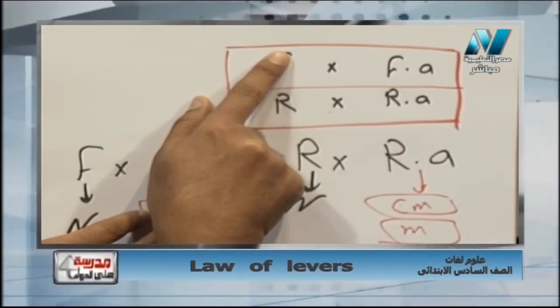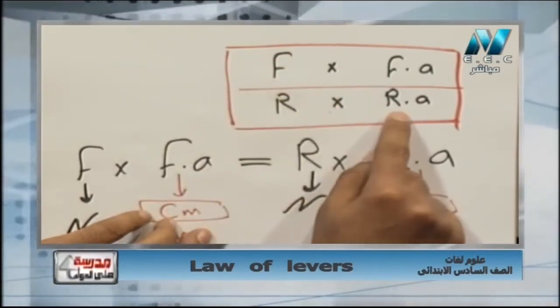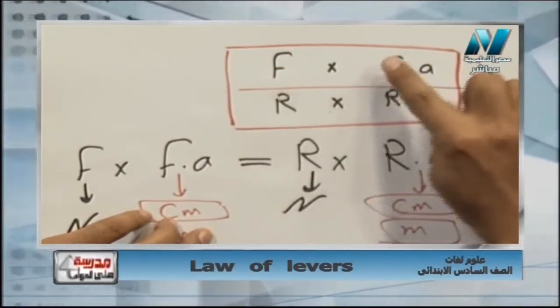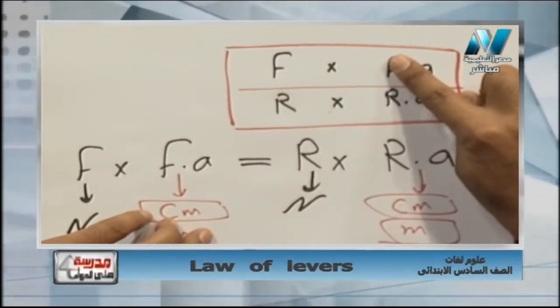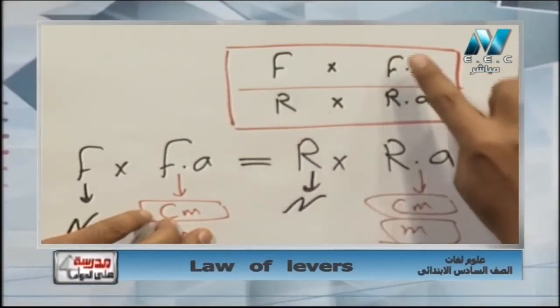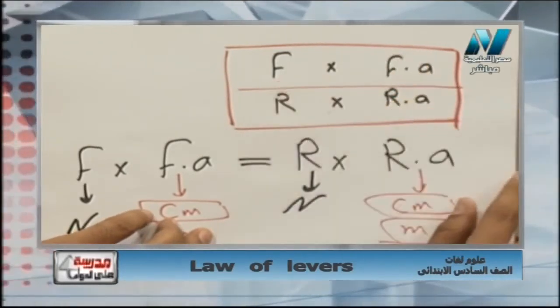If he asks to get effort force, which side is completed? Resistance and resistance arm. So you have to say resistance times the resistance arm divided by force arm. If he asks to get force arm, which side is completed? Resistance times resistance arm. So you have to say resistance times resistance arm divided by force.